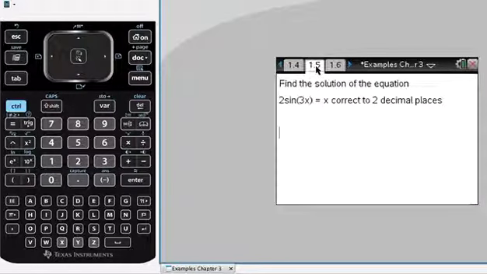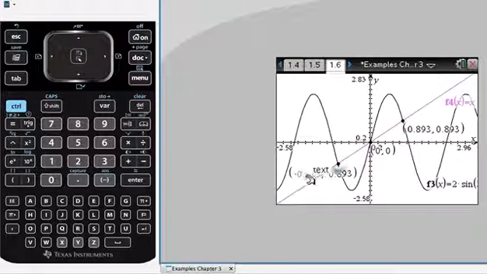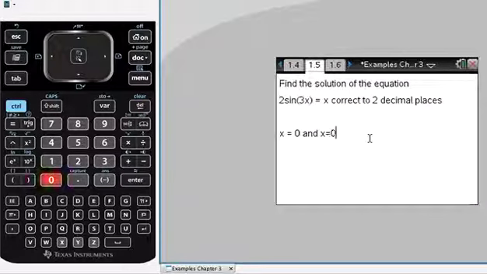So going back to solve our question, finding what x is, your intersection points for those graphs are going to be x equals 0. That's your first intersection point. And x equals plus or minus 0.893. Now remember the question's asking for 2 decimal places, so 0.89, and x equals negative 0.89. So just put a comma there: 3 points of intersection, and that corresponds to 3 solutions for that equation.